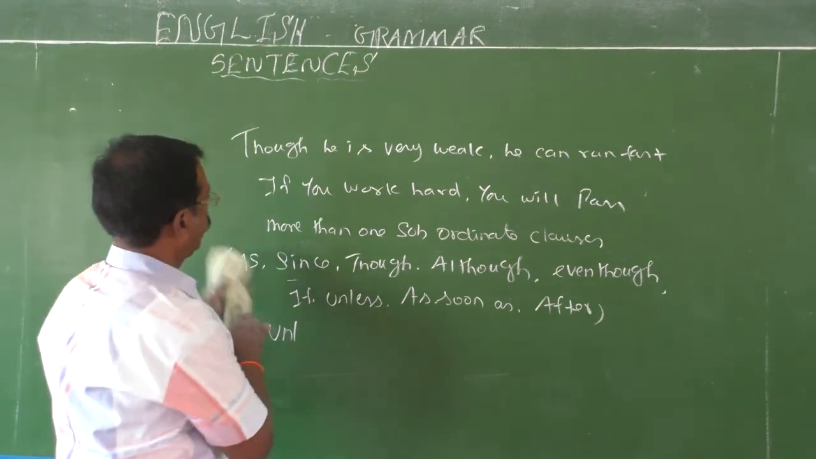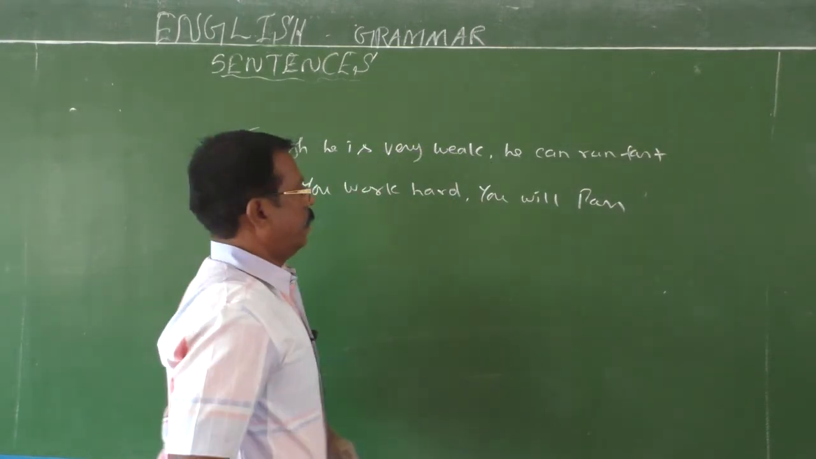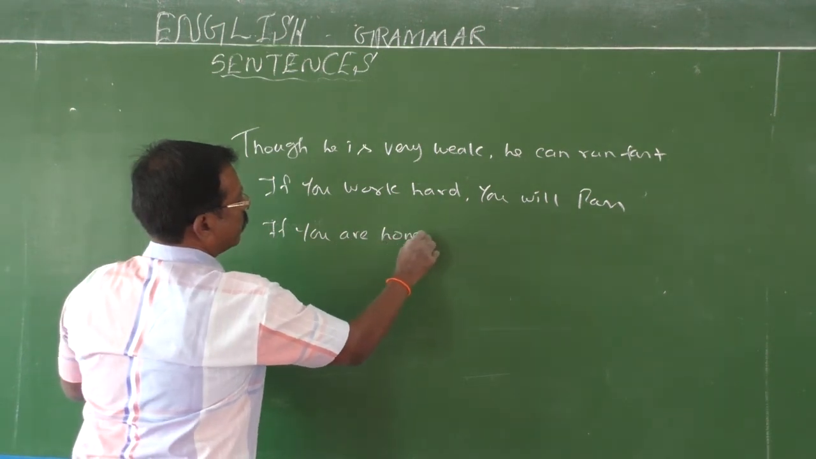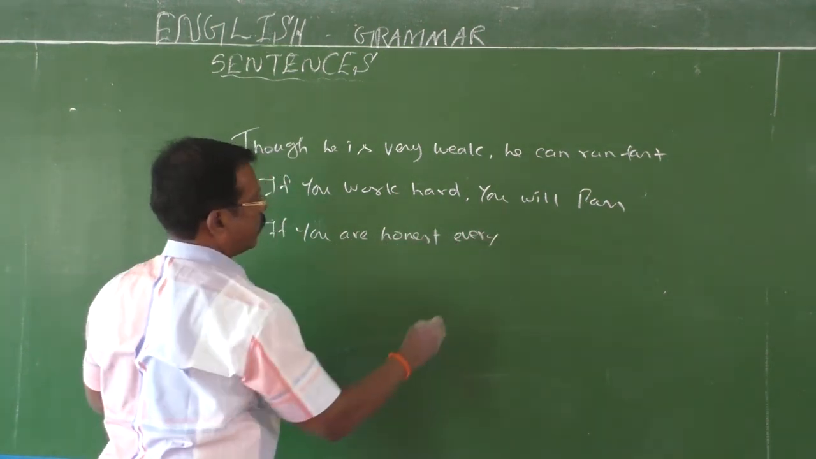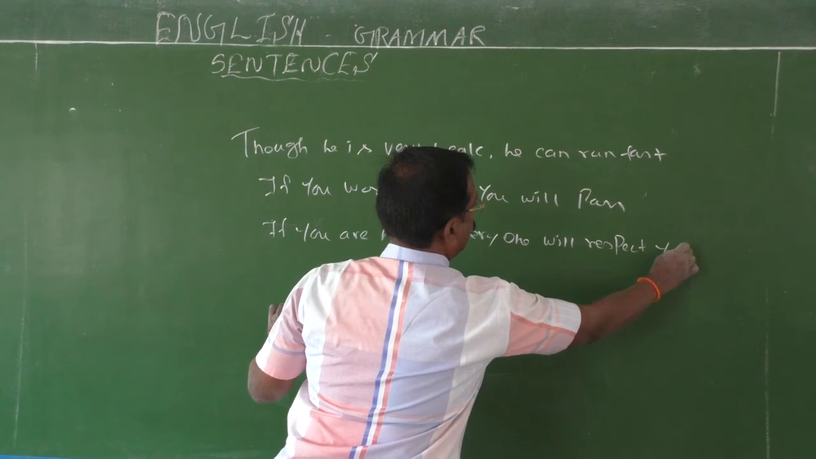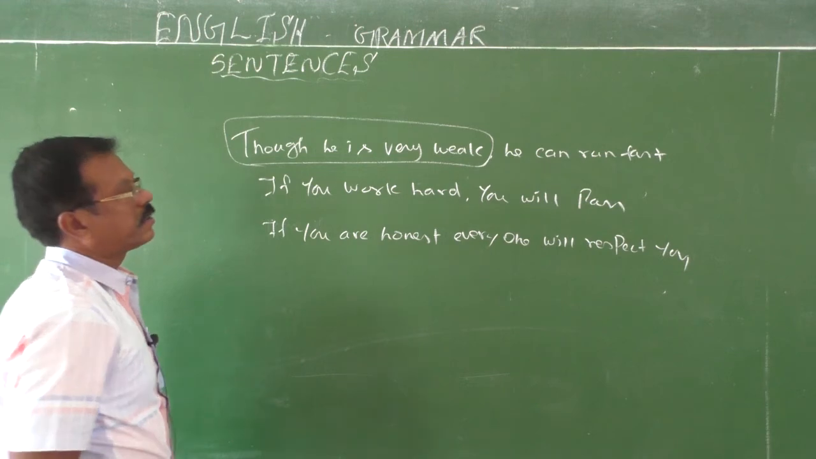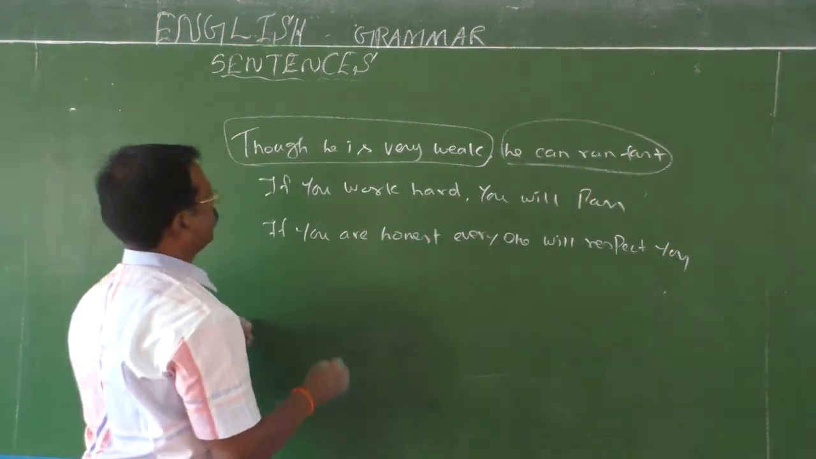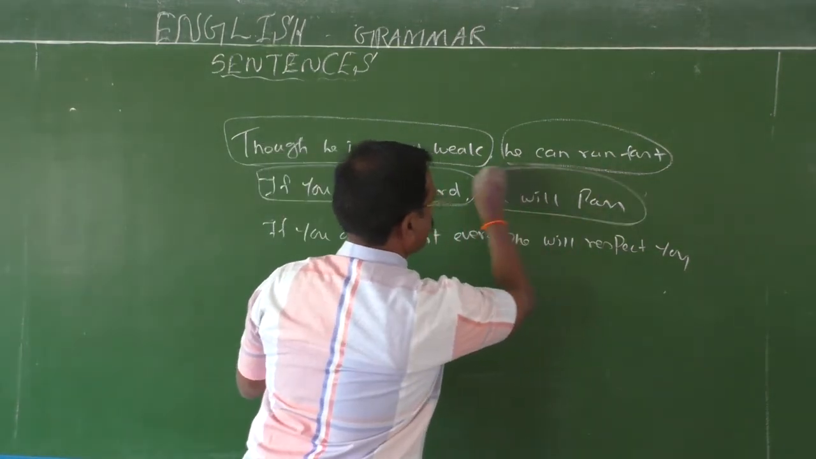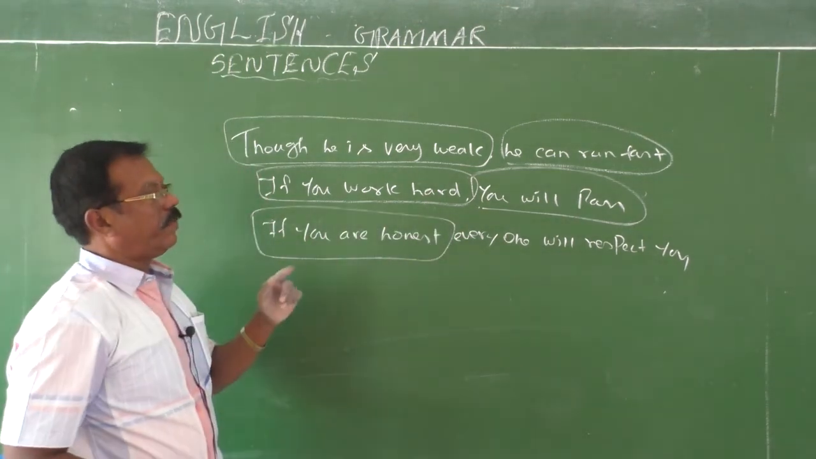Unless, if you are honest, everyone will respect you. In all these sentences, though he is very weak is a subordinating clause. He can run fast is the main clause. If you work hard is a subordinating clause, or dependent clause. We will pass is the main clause. If you are honest is a subordinating clause. Everyone will respect you is the main clause.